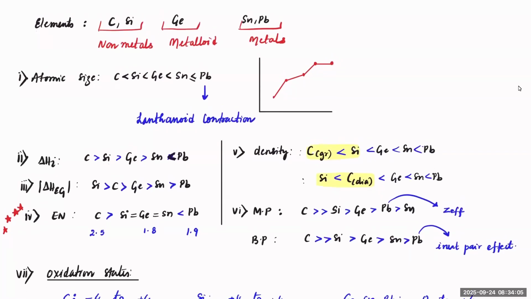Group 14 elements mainly have carbon, silicon, germanium, tin, and lead, while the first two are non-metals. The third one is a metalloid, and the last two are metals. Size is uniformly increasing, but as it comes to tin and lead, the size is almost the same. Although lead is slightly higher, the difference in size is very, very small, and we counted on the basis of lanthanoid contraction.